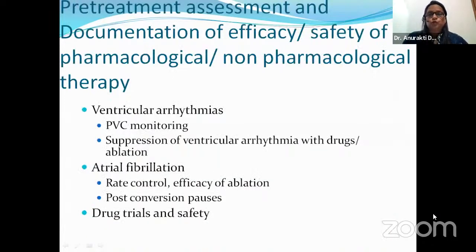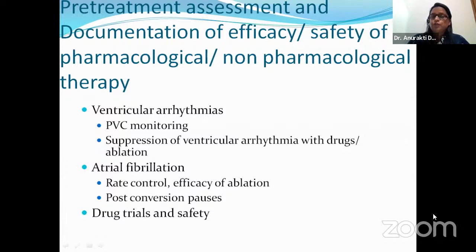The other important role of Holter monitoring is the pre-treatment assessment and then documentation of efficacy and safety of the drug therapy or ablation therapy which you are planning. If we go for ventricular arrhythmias, if the patient has PVCs, you have to monitor the burden of PVCs, whether they are high enough to cause a tachycardiomyopathy and heart failure. Then you have to see, if you start therapy, whether your therapy could suppress the ventricular arrhythmias or not. If you did a VT ablation, you have to see whether your ablation was successful or not. For all that, you need continuous ECG monitoring, which is done by Holter monitoring.